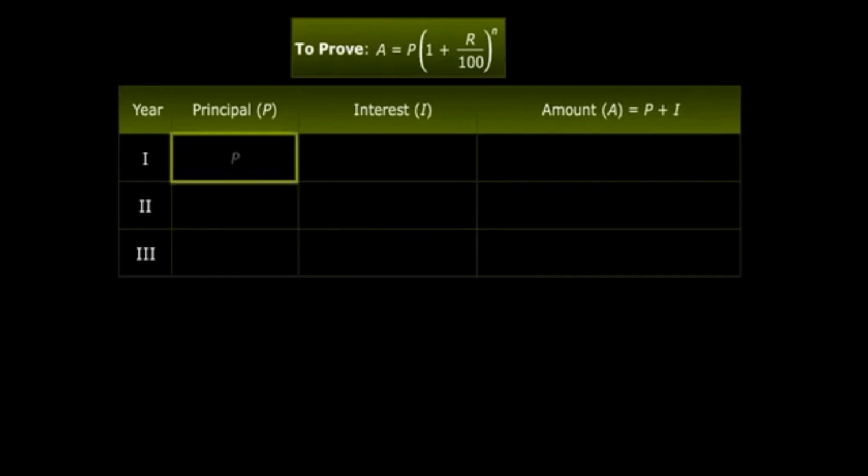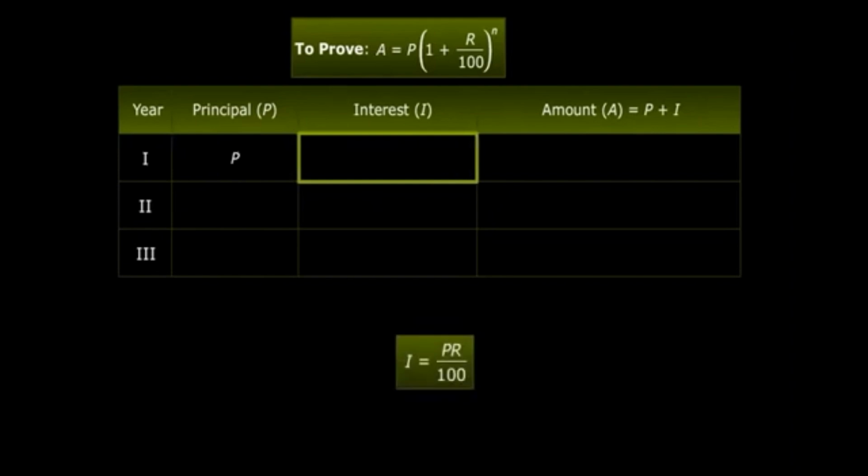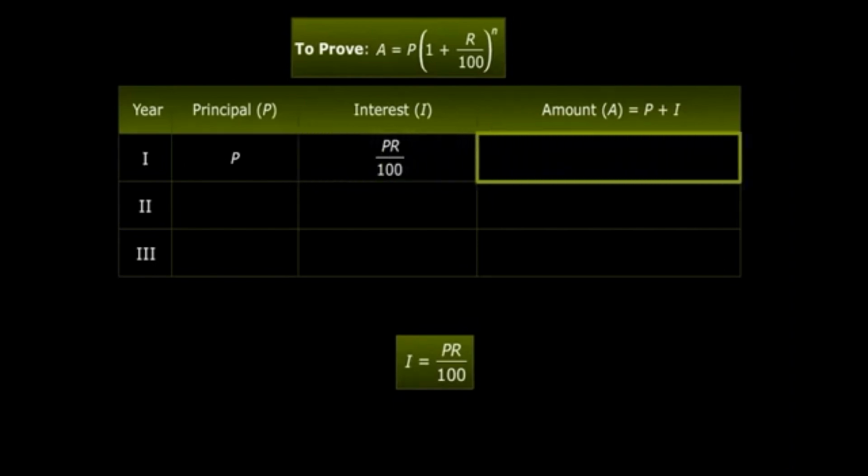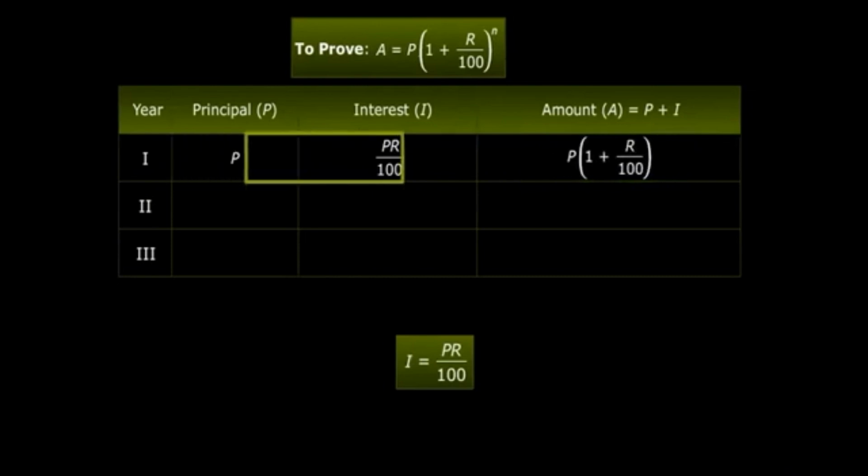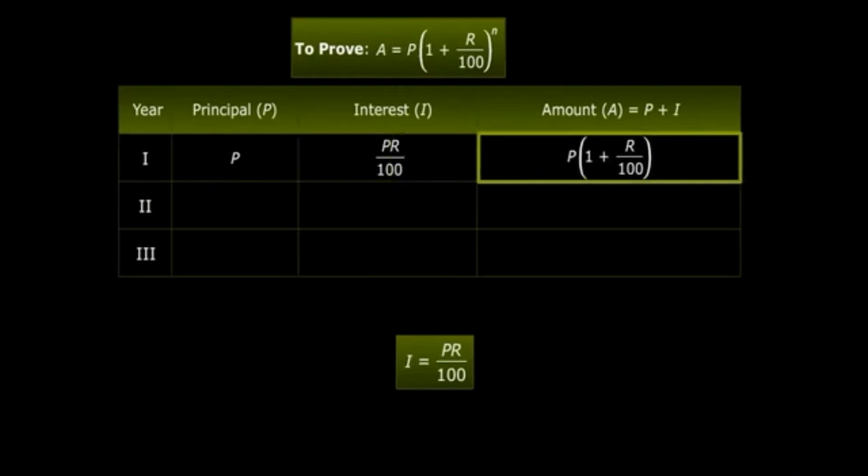Let me also assume the principal for the first year to be P. So I write P here. Now what would be the interest for the first year? What is the formula? I equals P into R by 100. So I write P into R by 100 here. Now what would be the amount for the first year? It would be principal plus interest, so P plus PR by 100. I take P out and I get P into 1 plus R by 100. So this tells me about the principal, the interest, and the amount for the first year.